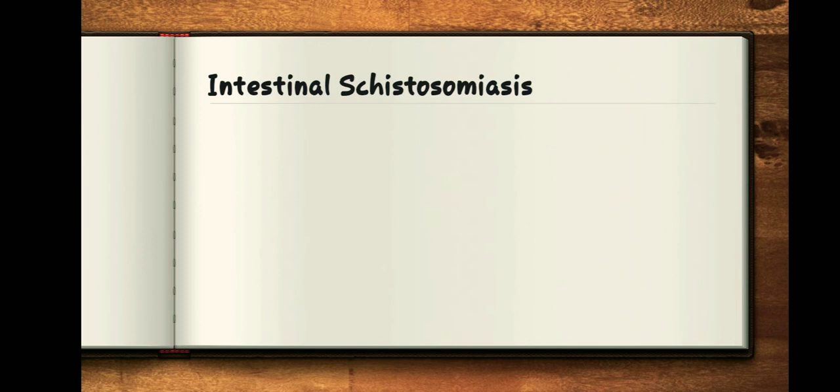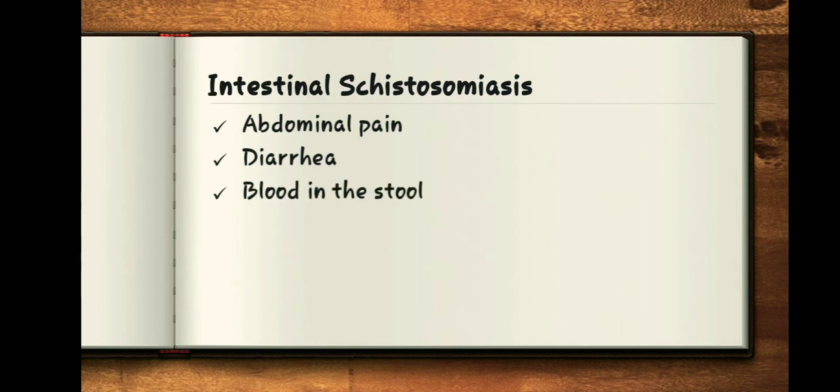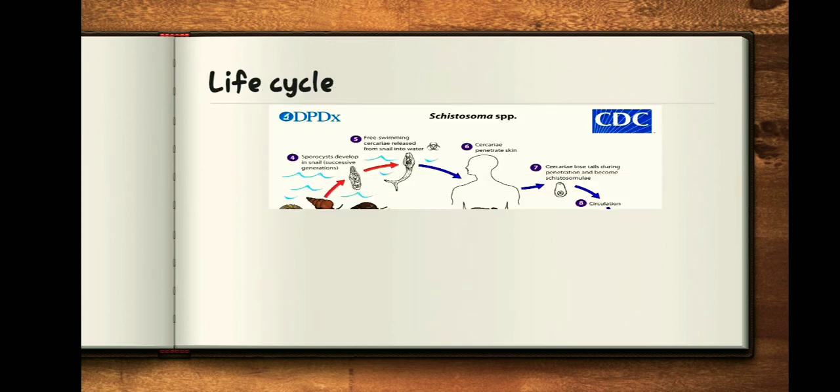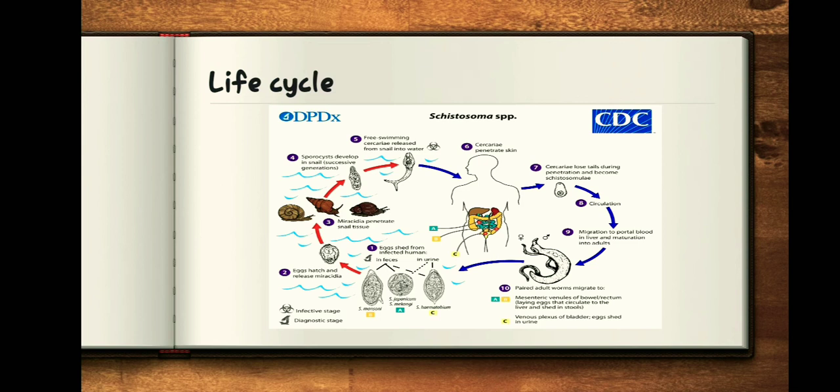So intestinal schistosomiasis is characterized by abdominal pain, diarrhea, blood in the stool, liver enlargement, and enlargement of the spleen, which can also be called hepatosplenomegaly, or the swelling of both these organs, and the appearance of fluids in the peritoneal cavity or the abdominal cavity. So let's move on to the life cycle of the Schistosoma species.